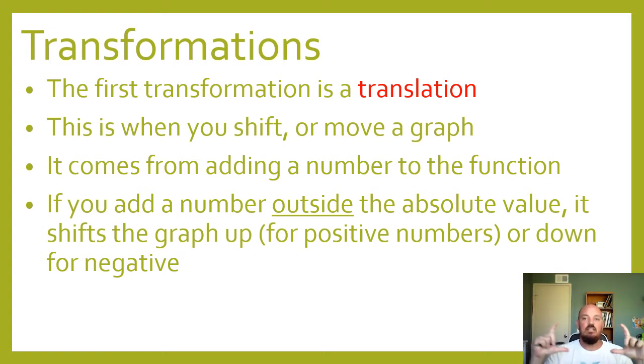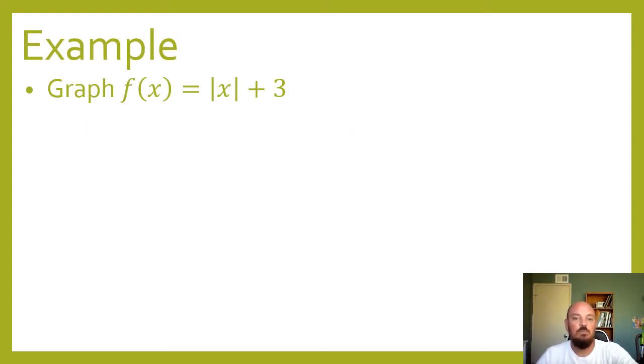That's going to take that V-shaped graph and it's going to shift it up or down. It shifts it up for a plus number, and it shifts it down for a minus number. So if I have absolute value of x plus 10, it shifts it up 10 spots. If I have absolute value of x minus 7, it shifts it down 7 spots. So let's do a quick example here.